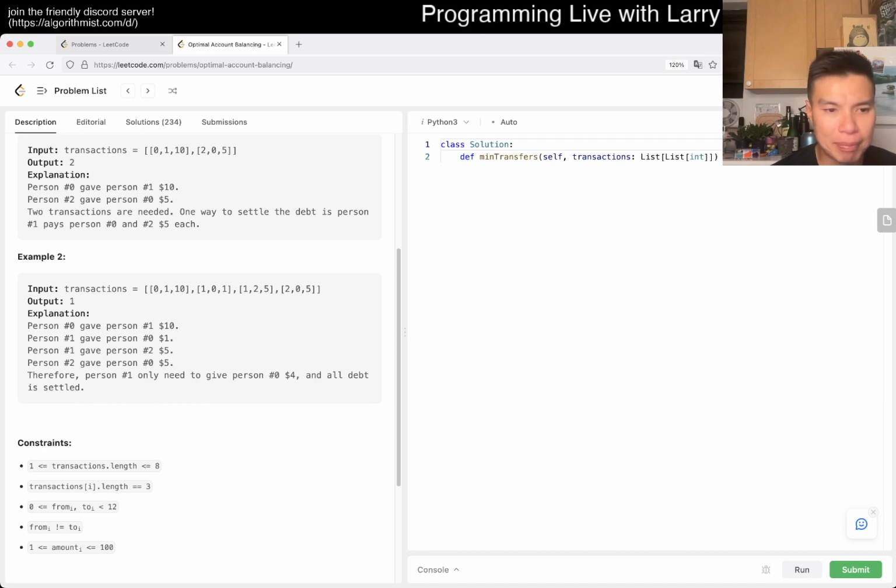But I think it's just a bitmask thing, in that you take every subset of transactions and ask if you can settle it in one transaction. And if you can, then you can just minimize it over all the submasks. And given that the number of transactions is 8, I think we should be good.